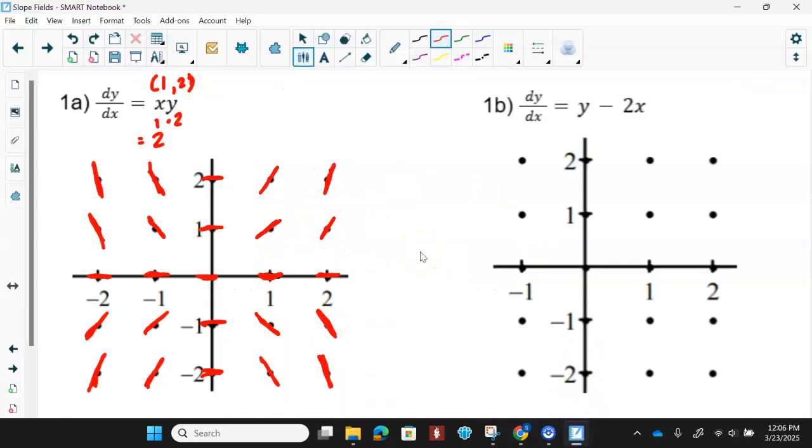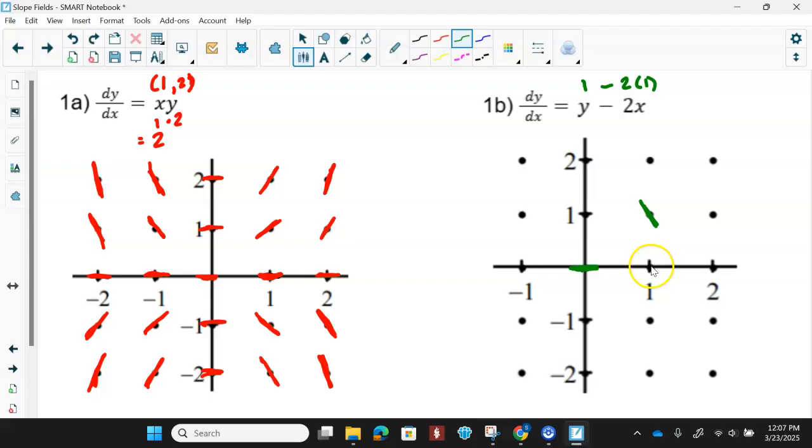So here, let's do another one. Now notice this is y minus 2 times x. So if I wanted to know the point 0, 0, well, that's just 0, right? So here, we'll do a flat line here of 0. So y, let's say the point 1, 1. So that means here we've got 1 minus 2 times 1, which is negative 1. So we've got a slope here, but of negative 1.